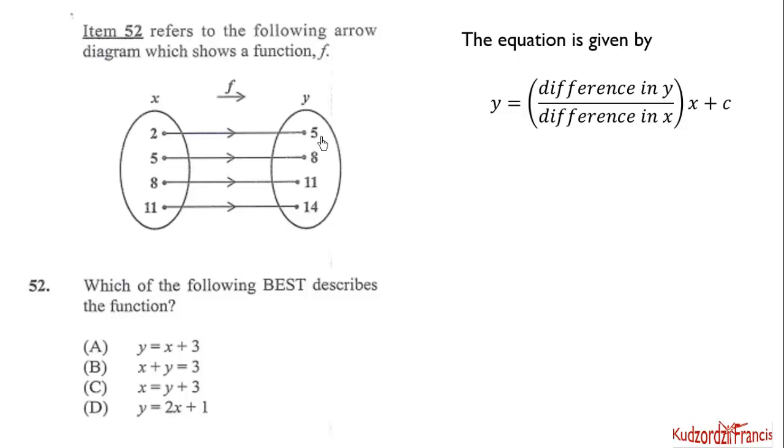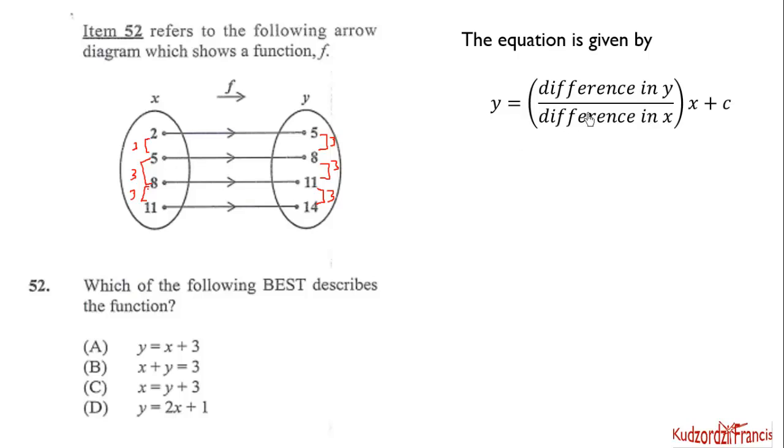So for the constant difference in y, we find the difference between these values to see if they are constant. So 14 minus 11 is 3, then 11 minus 8 is 3, 8 minus 5 is 3. So that is how you find the difference. Then for x too, you need to check whether the difference is constant. If it is constant, then we can use this formula. So 11 minus 8 is 3, 8 minus 5 is 3, and 5 minus 2 is 3.